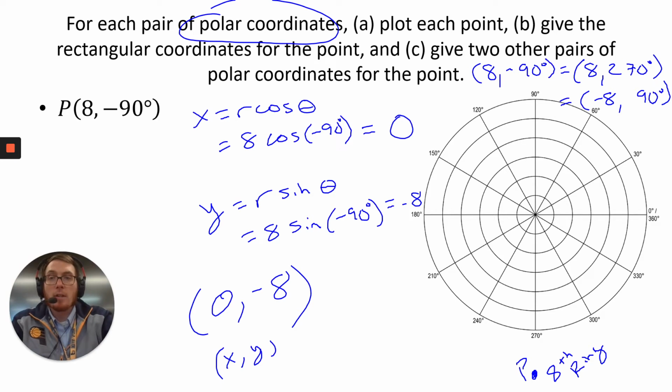To figure out the coordinate of this one, you could do r cosine theta. So you plug in r as 8, cosine of negative 90, that's 0. 8 sine of negative 90 is negative 8. And if you think about it, that makes sense. If you look at an xy coordinate plane, this would be 0 to the left or right, and 8 down. That's why that point would end up being negative 8 for the y value in that situation.